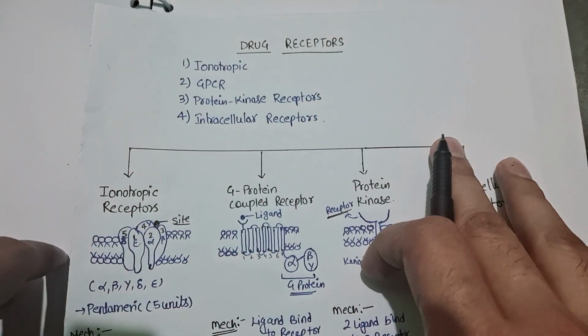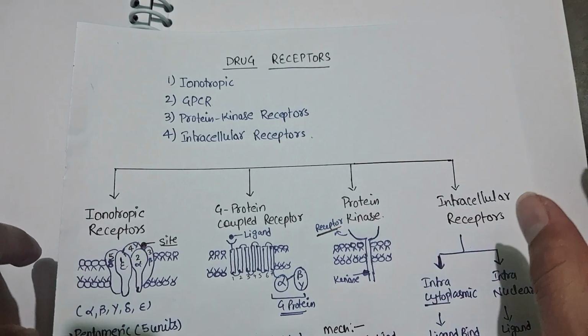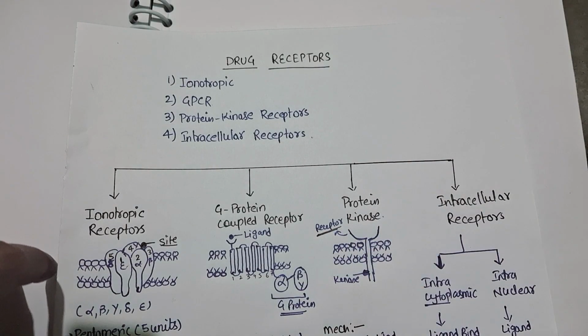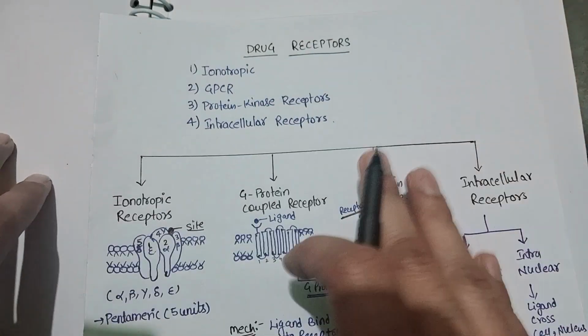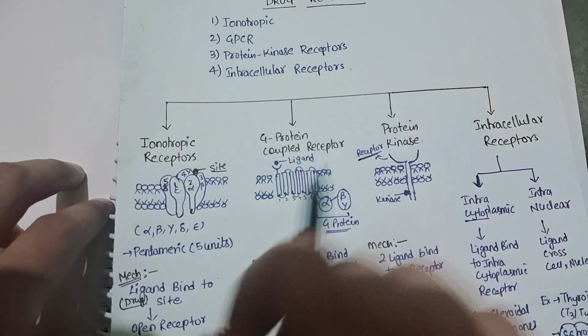In today's lecture, we will discuss drug receptors. There are four types of drug receptor: ionotropic, GPCR, protein kinase, and intracellular. I will tell you all about them. Just be with me. So first, we will discuss the ionotropic receptor.